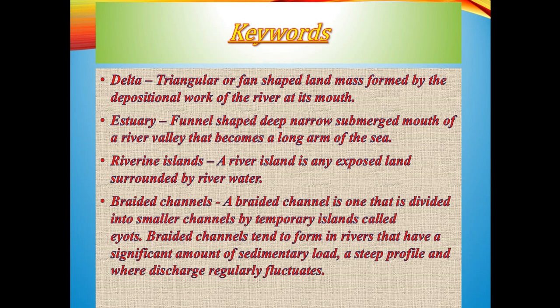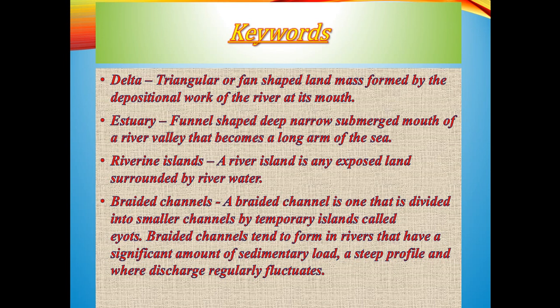Next, braided channel. Now, what is a braided channel? When riverine islands are formed, what is the result? A river gets lots of barriers on its way because of those sediments being deposited and giving the structure of an island. So what is the result? The river splits up into numerous smaller channels by temporary islands called eyots. Eyots means the demarcation, the breakup part.